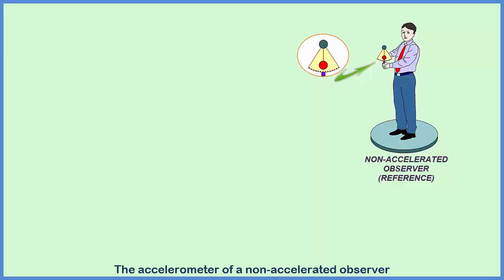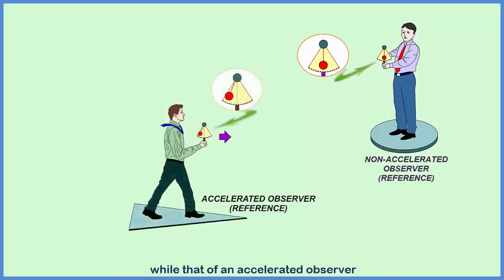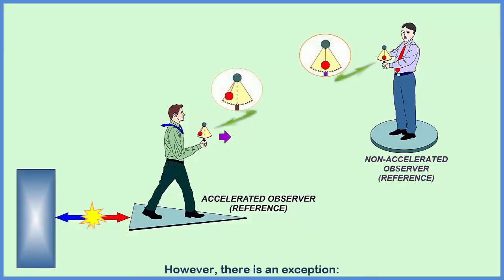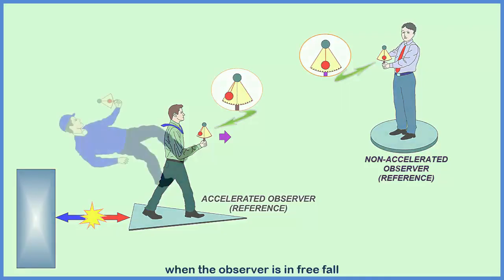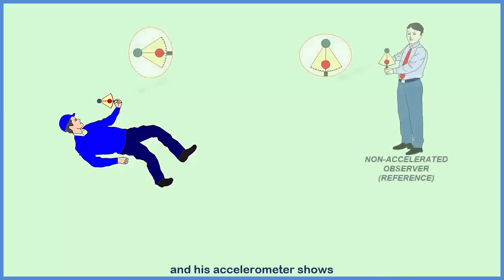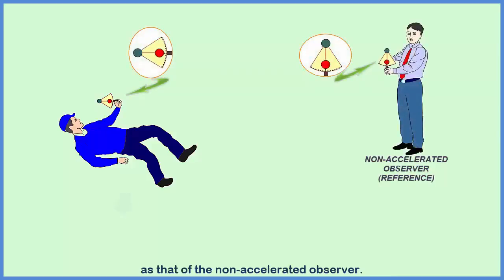The accelerometer of a non-accelerated observer indicates 0 acceleration, while that of an accelerated observer indicates acceleration. Acceleration implies Newton's third law with its requirements. However, there is an exception: when the observer is in free fall and the accelerometer does not indicate acceleration, because bodies in free fall have equal acceleration rate determined by the mass of the specified large body causing it, in this example the Earth, and his accelerometer shows the same indication as that of the non-accelerated observer.